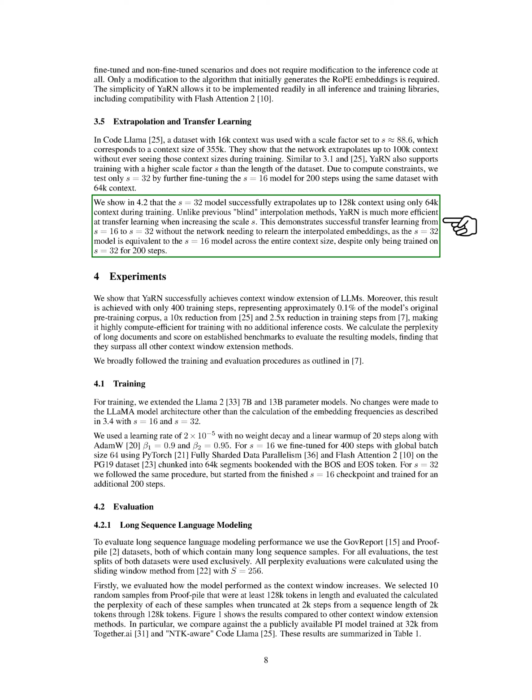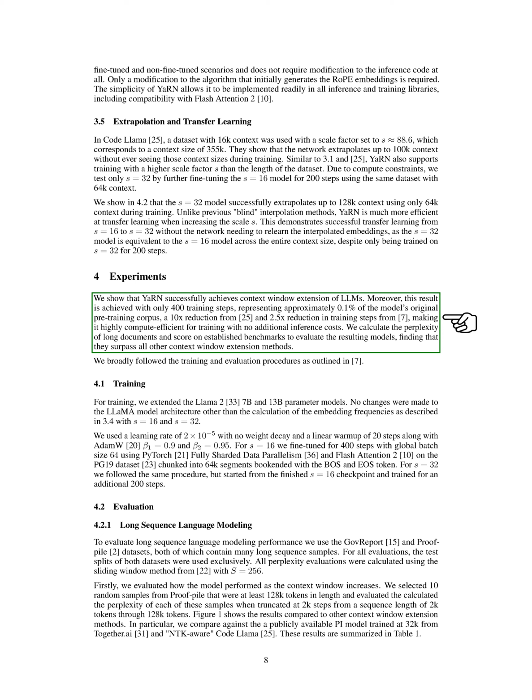Unlike previous methods, YaRN is highly efficient at transfer learning when the scale factor is increased. This means that we were able to successfully transition from a scale factor of 16 to 32 without the network having to relearn the interpolated embeddings. This is because the model with a scale factor of 32 is equivalent to the model with a scale factor of 16 across all context sizes, even though it was only trained with a scale factor of 32 for 200 steps. In our experiments, we demonstrated that YaRN can successfully extend the context window of language model, LLM.